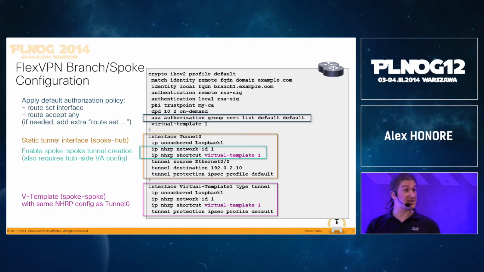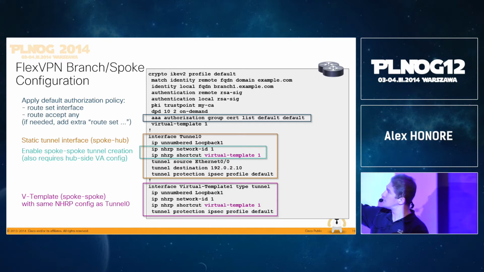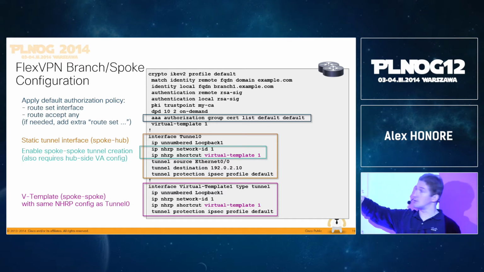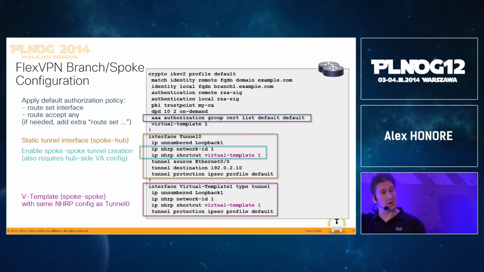The hub has a vTemplate because it's the responder. It just sits there listening, something comes in, it instantiates the vTemplate into a vAccess. But the spoke needs a tunnel interface to actually initiate the tunnel to the hub. It's got the NHRP statements that are required for spoke to spoke. So you need to have these on the spoke plus the matching ones on the hub that I showed in the previous slide, so on both sides, to enable spoke to spoke functionality.